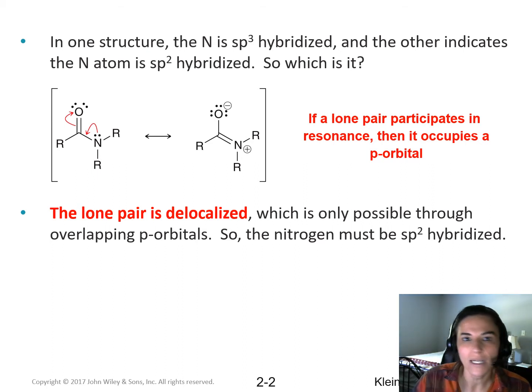So which one is it? The nitrogen is actually sp2 hybridized. The hybrid looks like a mix of the two structures, okay? The resonance hybrid is a mix of both of those structures, and that forces the nitrogen enough into the sp2 configuration that when we look at the molecular geometry, it actually resembles an sp2 hybridized nitrogen.